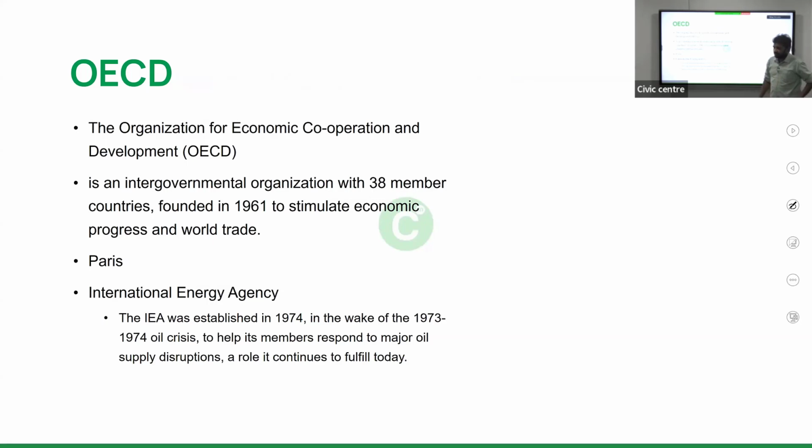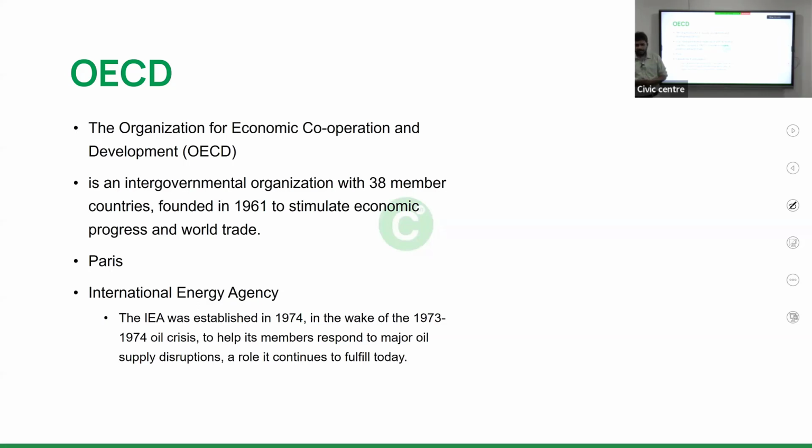Next, OECD, Organization for Economic Cooperation and Development. Its headquarters is at Paris. They have a very interesting line, which I often repeat: Whatever the weather, we must move together. That's the tagline of OECD.